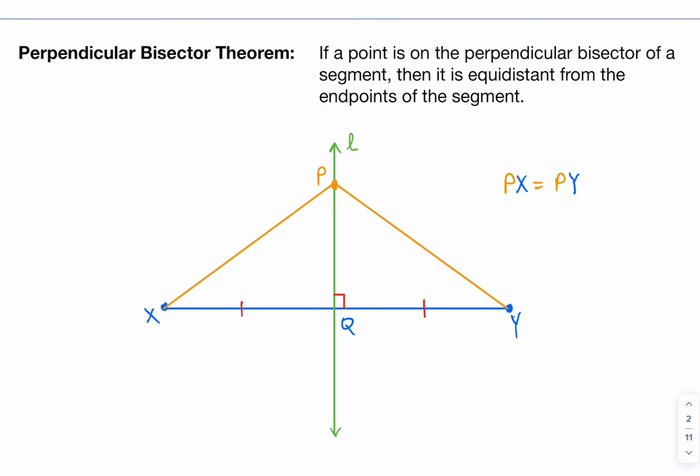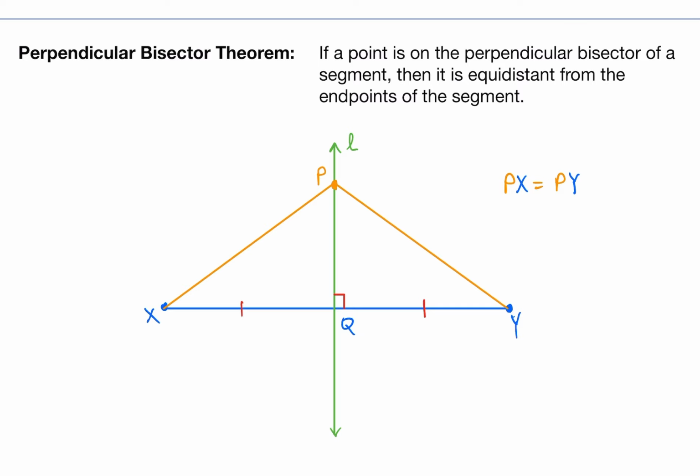First we have the perpendicular bisector theorem, and what this theorem says is that if a point is on the perpendicular bisector of a segment, then it is equidistant from the endpoints of the segment. So what this is basically saying is here we have line L and it bisects segment XY, and it bisects it at a perpendicular angle.